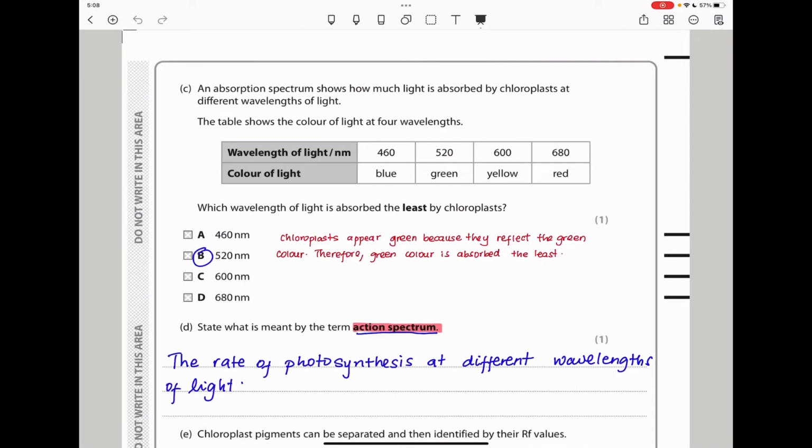Moving on, an absorption spectrum shows how much light is absorbed by chloroplasts at different wavelengths of light. The table shows the color of light at 4 wavelengths. So here we have the wavelengths, 460, 520, 600, and 680, and their corresponding color of light. They ask which wavelength of light is absorbed the least by chloroplasts. Now, chloroplasts appear green. That is because the green color is not going to be absorbed. So it's going to be that wavelength because of the unabsorbed green light color. So it's going to be 520 nanometers.